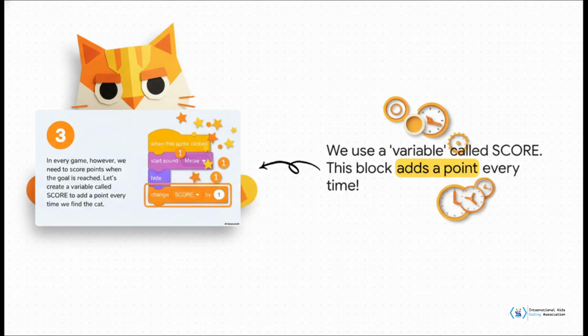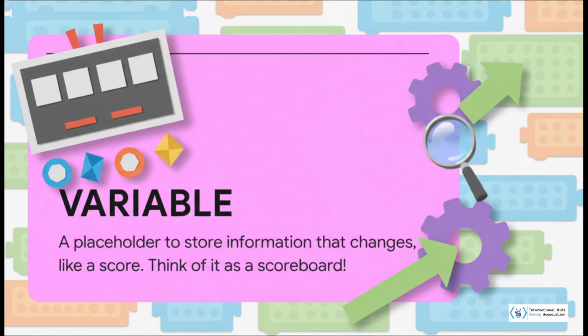How cool is that? So what is a variable, really? It sounds kind of technical, but it's not. Just think of it like a little scoreboard that lives inside the game. It's just a place to store a number that can change. And in our game, the score changes all the time. It's a really powerful tool for scores, timers, or maybe even health points in other games you might build.